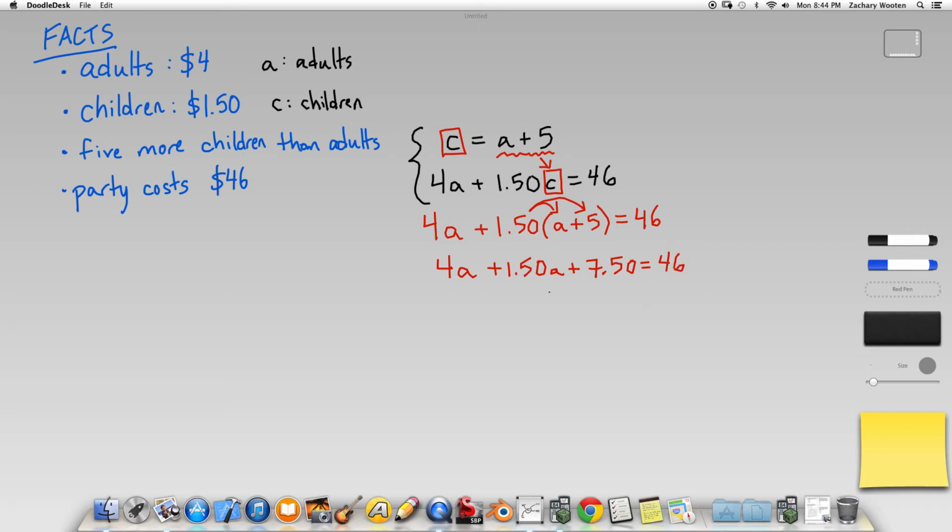Now we look at this and we can simplify it just a little bit more. We have 4A plus 1.50A. Add those numbers up and we get 5.50A plus our 7.50 still, and that is still going to equal 46. Now this is just a simple equation. Got a number times A plus something else equals 46. Let's work through and solve this. To cancel out the 7.50, we're going to subtract it from both sides.